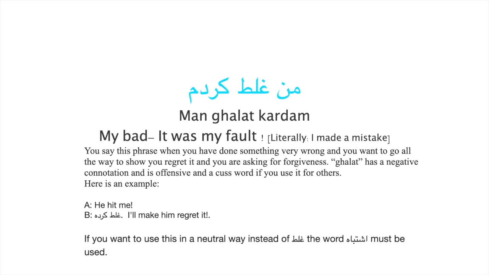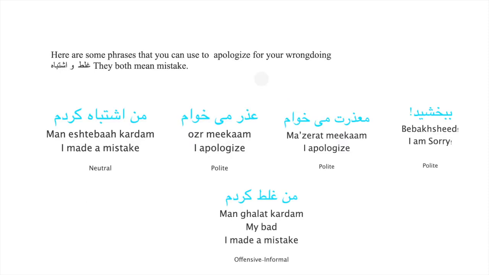Here is an example. He hit me. غلط کرده. I'll make him regret it. If you want to use this in a neutral way instead of غلط, the word اشتباه must be used. Here are some phrases that you can use to apologize for your wrongdoing. غلط و اشتباه, they both mean mistake.